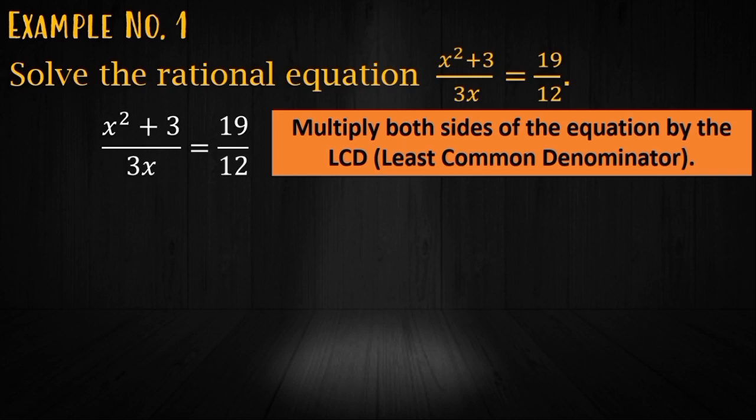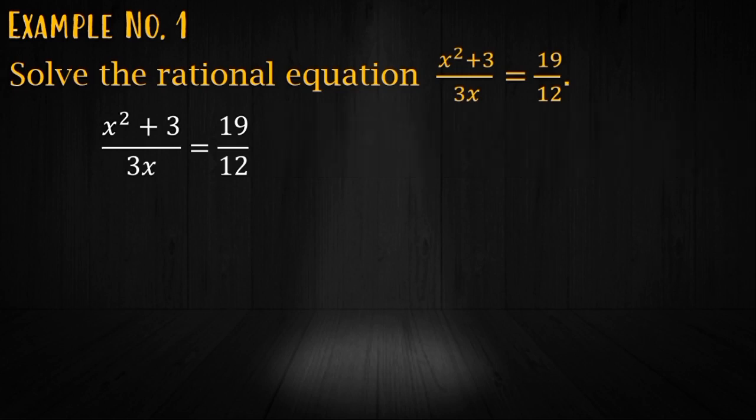By the way, when we say rational equation, these are equations that can be written in fraction form, wherein the numerator and denominator are polynomials. Meaning to say, there's a variable found in the numerator or in the denominator. So let's multiply both sides by the LCD.